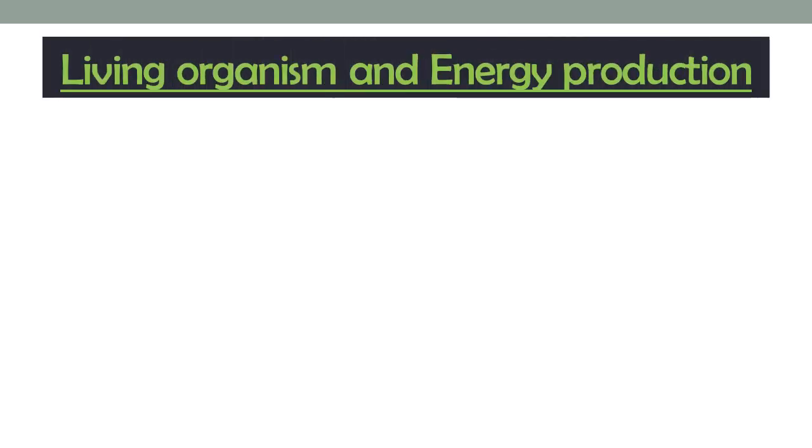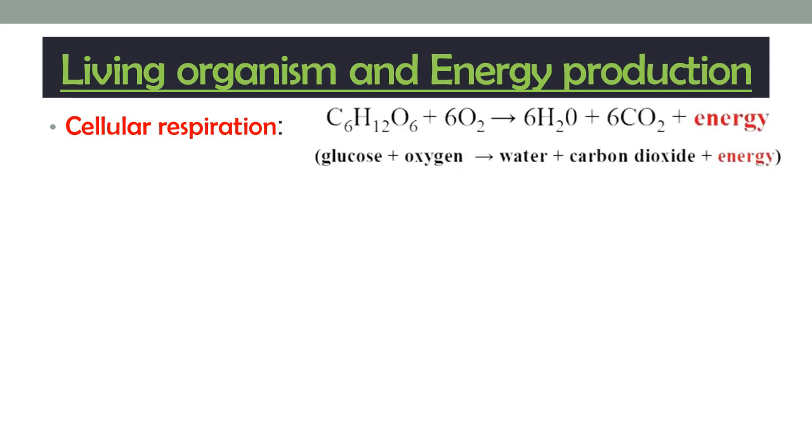Alright, now living organisms and energy production. Students, we have seen the two types of respiration, cellular respiration and body level respiration. Now let us discuss cellular respiration. In cellular respiration, food molecules or glucose are oxidized to produce energy along with carbon dioxide and water molecules. Here you can observe the energy, and this energy is in the form of ATP molecules.